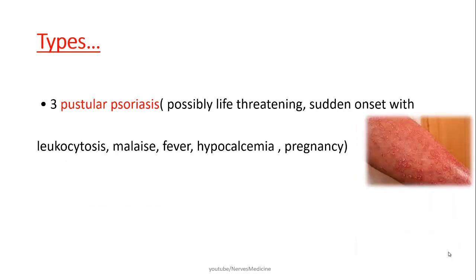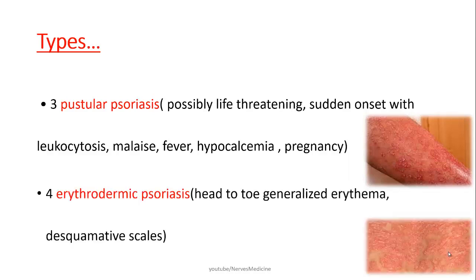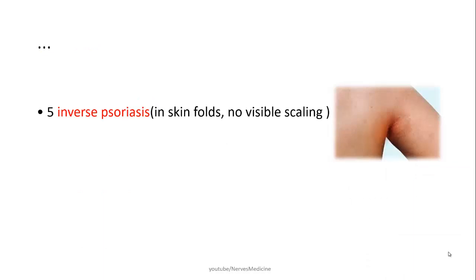Pustular psoriasis is a possibly life-threatening condition having sudden onset with association of leukocytosis, malaise, fever, hypocalcemia, and pregnancy is a risk factor. Erythrodermic psoriasis can involve head to toe with generalized erythema or redness with dyschromic scales. Inverse psoriasis involves skin folds and has no visible scaling.